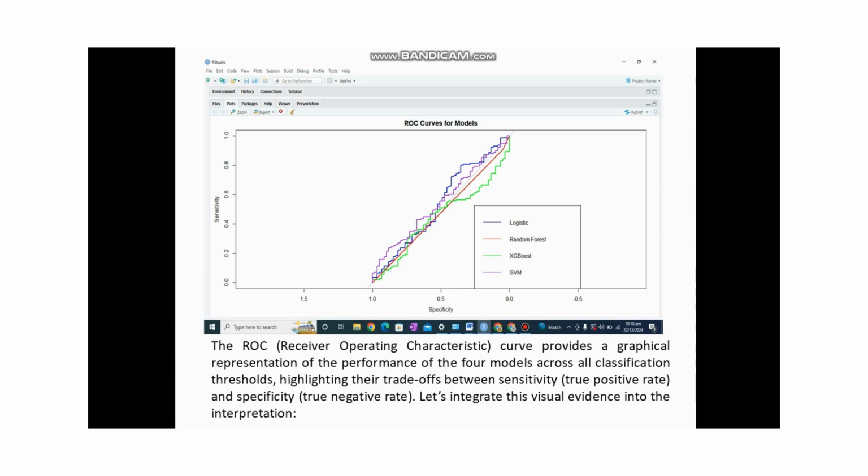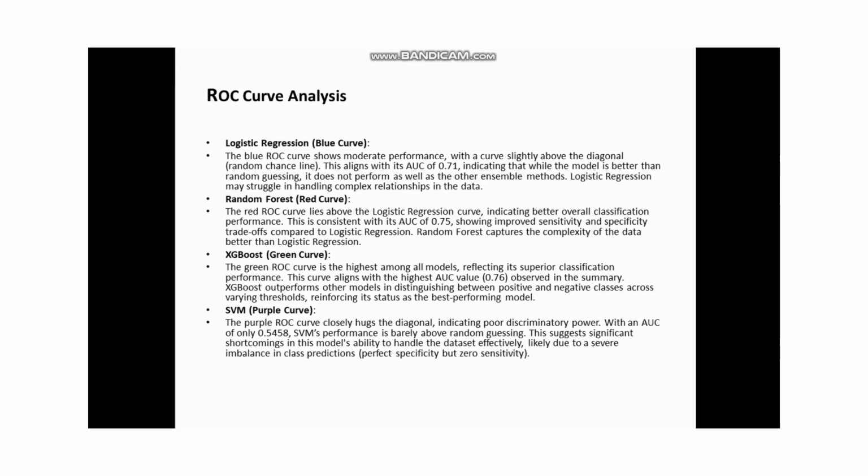All right, so this is the plot we are having. The plot is called the receiver operating characteristic curve. The ROC curve provides a graphical representation of the performance of the four models across all classification thresholds, highlighting their trade-offs between sensitivity and specificity. All right, so now let's have the interpretation of this.